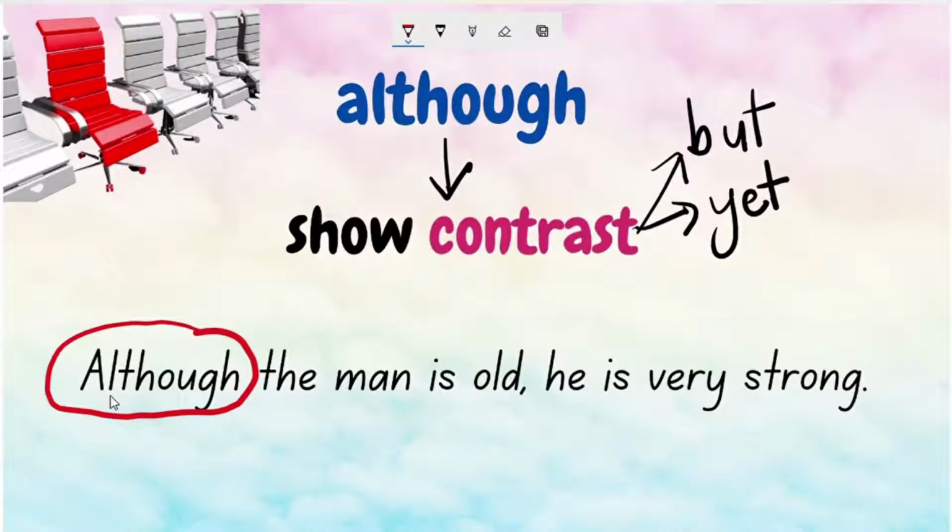But although, you can use in front and also in the middle. Although boleh digunakan di kedua-dua lokasi. Nak letak kat depan ataupun di tengah-tengah, dua-dua boleh. Okay, what is the contrast? Where is the contrast? Di manakah perbezaan antara clause yang pertama dan clause yang kedua.